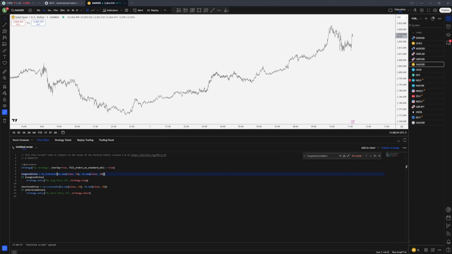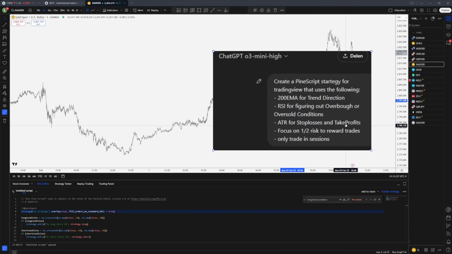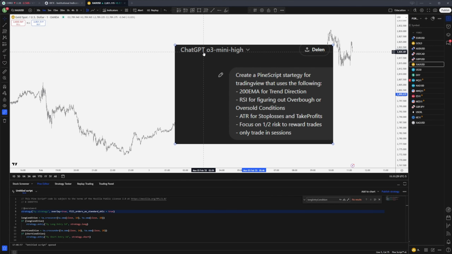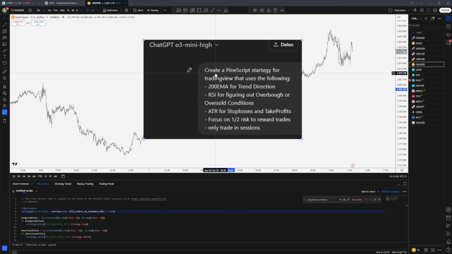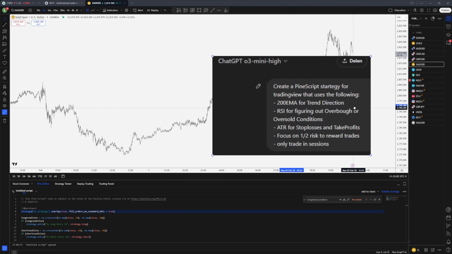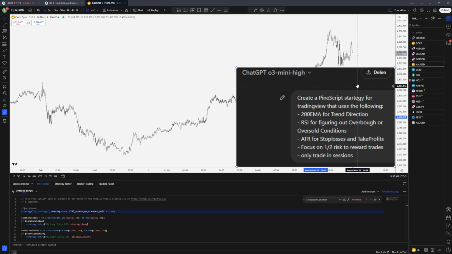So the system that we are going to be creating today is going to be pretty simple. Alrighty, so on screen right here, you can see the prompt that I typed, and I asked ChatGPT o3-mini-high. I said, create a PineScript strategy for TradingView that uses the following: 200 EMA for trend direction, RSI for figuring out overbought or oversold conditions, typos don't matter, ATR for stop losses and take profits, focus on 1 to 2 risk to reward trades, and only trade in sessions. This is actually a strategy that one of the people in Discord DM'd me about, and he says that he has been trading this on a funded account and he's been making money with this.